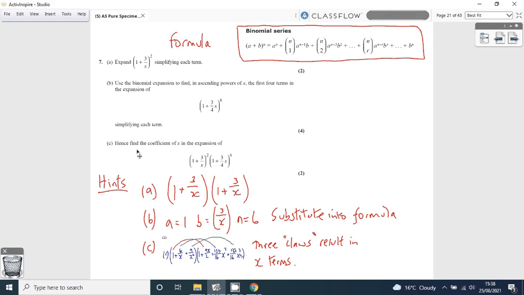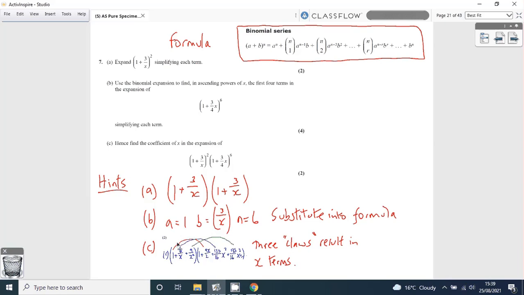Now for part C, hence find the coefficient of x in this expansion. So this first part of part C is obviously the expansion we got from part A, and the second part of part C is the expansion we got from B. So I've popped these down here. Now you've got to consider when you multiply these out, which claws give us some x's? We've got to find the coefficient of x. Now obviously 1 times the 9x over 2 gives us some x's.